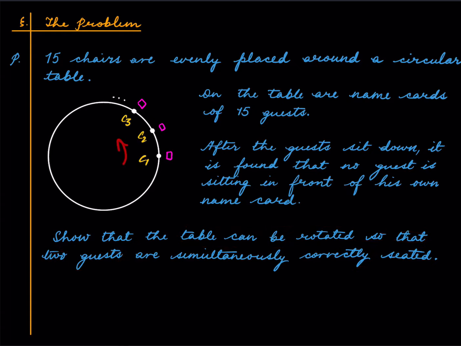So one may rotate this table by whatever this angular separation is. It's 2 pi by 15. So one may rotate it some number of times, and the problem asks to show that there is a rotation which has a property that at least two guests will be seated correctly. All right, so let's prove this.